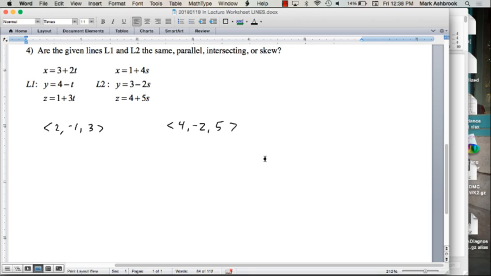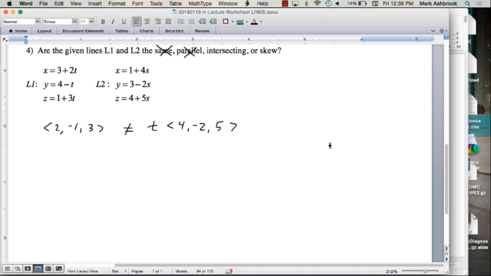There are four cases. So these are not parallel or the same, because this is not equal to some scalar multiple of that one, right? Not the same, not parallel. What's left? Intersecting or skew. So how are we going to figure out if they're intersecting or skew?